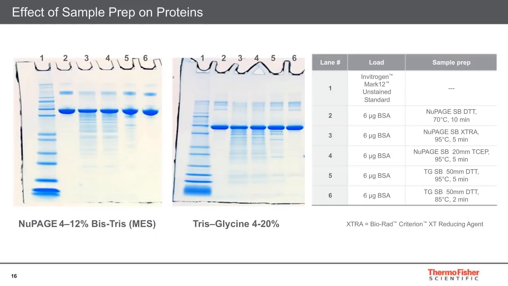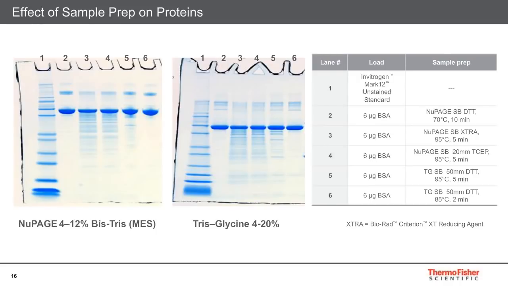Lane 2 has the recommended sample prep conditions for NuPAGE, which includes mixing the sample with NuPAGE sample buffer and addition of 1x NuPAGE reducing agent, which is essentially DTT, and boiling the sample at 70 degrees Celsius for 10 minutes. This provides optimal protein denaturation and reduction of Bis-Tris gels. Under this optimal sample prep condition, as demonstrated in lane 2, there is very minimal sample degradation and protein integrity is maintained.